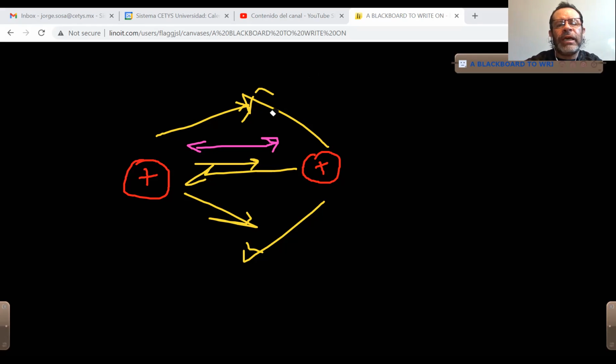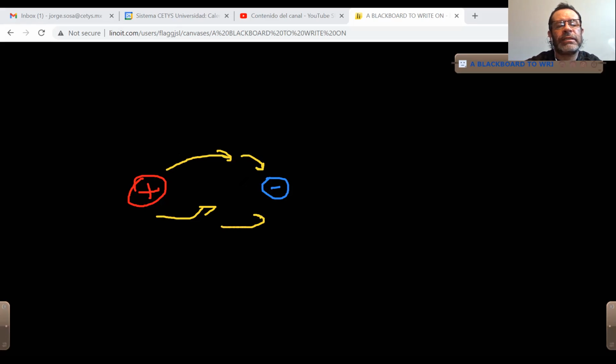However, if I have charges that are of opposing signs, if I have a positive charge here and a negative charge here, then we've already seen that the electrical fields are going to, this one is going to be going out and the other one is going to be going in. So we already saw that something like this is happening. And so this is what we reflected upon, that's the attraction.